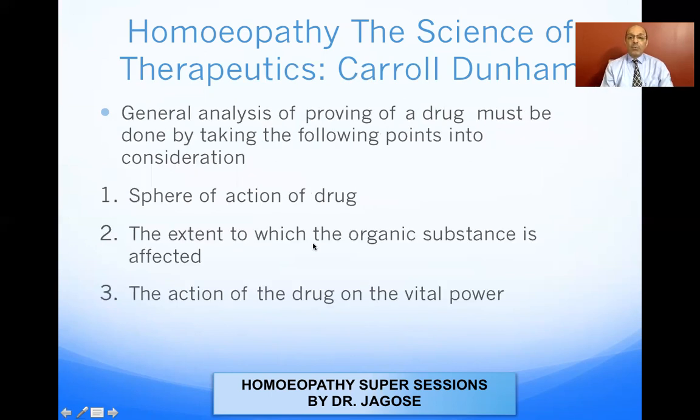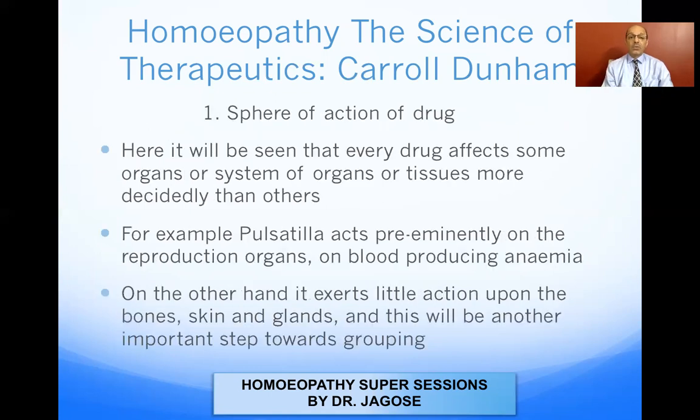General analysis of a proving of a drug must be done by taking the following points into consideration. Carroll Dunham says that the analysis of drug proving must be done by taking these points into consideration. The first point is what? Sphere of action of the drug, the extent to which organic substance is affected, and the action of the drug on the vital part. So the first point, let us see the elaboration by Carroll Dunham: sphere of action of the drug.